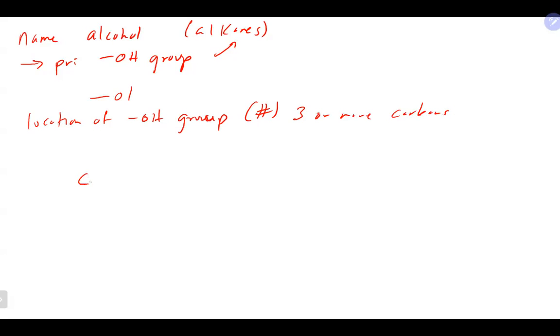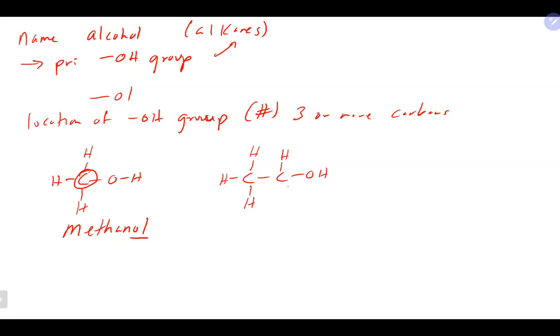So the simplest alcohol you could have is this guy right here. This is 1 carbon and it has the OH group. That is based off of methane, and that is known as methanol, OL. The next simplest one you can have is really 2 carbons that has the OH group attached. 2 carbons is based off of ethane. This is what is known as ethanol, OL.